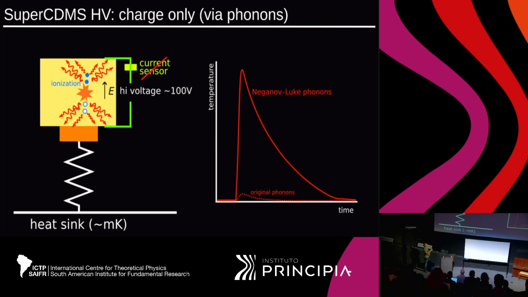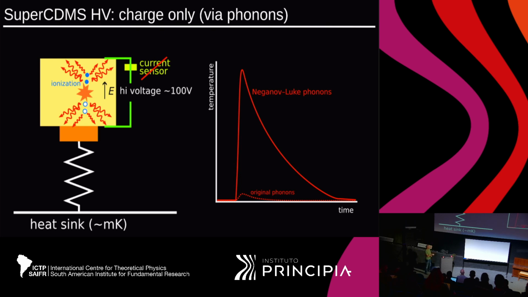Also, this huge amount of secondary phonons, called Luke-Neganov phonons, completely buries the original heat signal coming from the primary interaction, okay? So this big signal coming from the secondary phonons is produced by the ionization that was produced in the original interaction, not by the phonons that were produced in the original interaction. Is that clear?